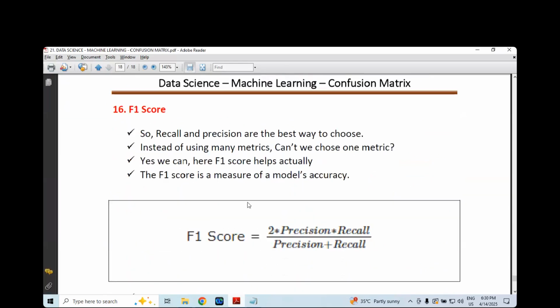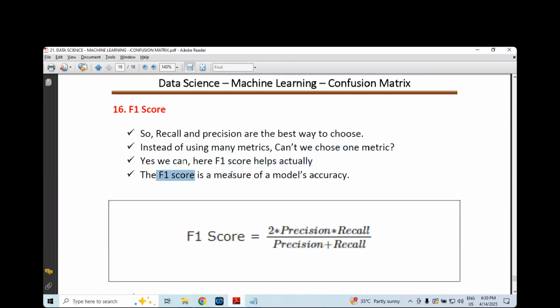One more thing, Daniel. Out of all these cost functions, there is one best metric, which is called the F1 score. We are using this one in real time. It is a mix of all the other things. Recall and precision are the best way to choose, but instead of using many metrics, can't we choose one? Yes, we can, which is called the F1 metric.